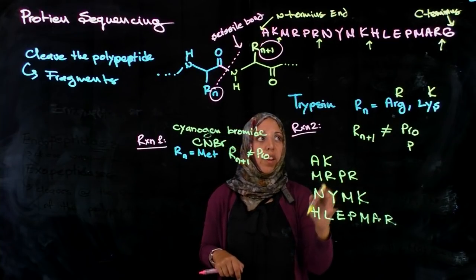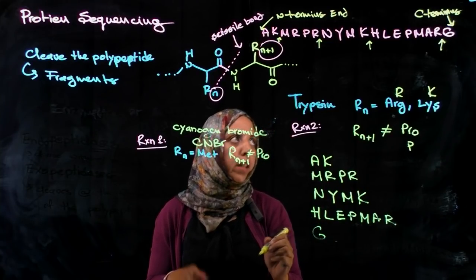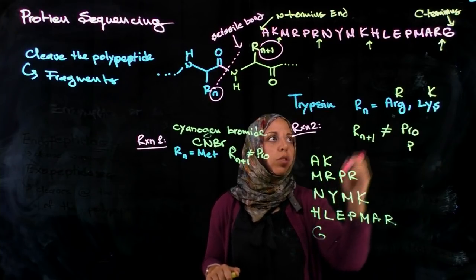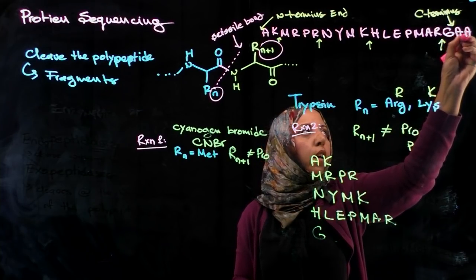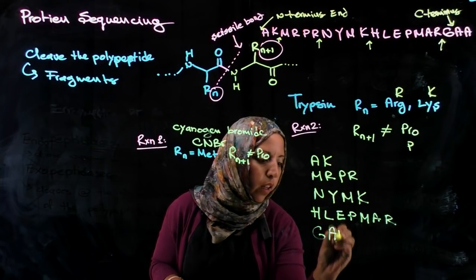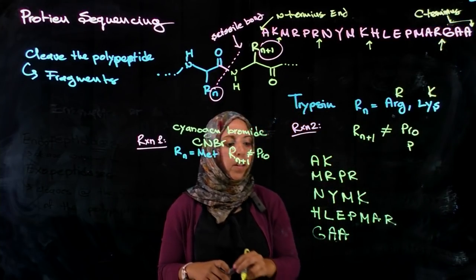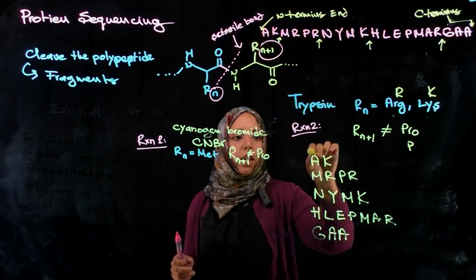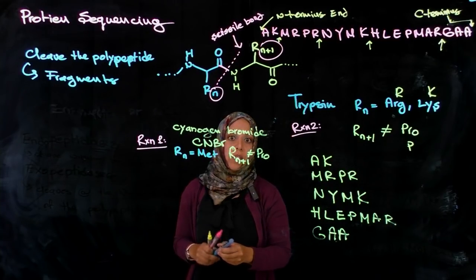And then our very last one is glycine, so it would simply be G. I'm actually going to add an amino acid. I'm going to say GAA. So it would be GAA, and now the C-terminus end is really at the end. So incubating the peptide sequence with trypsin cleaves it into 1, 2, 3, 4, 5 fragments. What do you notice about those 5 fragments?